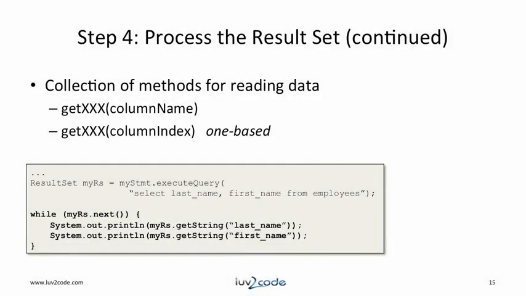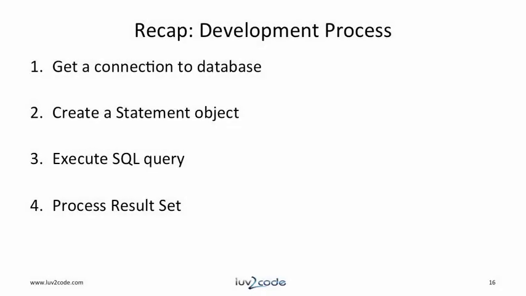When we are in the loop, we can retrieve data using getter methods. We can look up the data based on the column name or the column index. It's important to note that the column index is 1-based. In this example, we are printing out the last name and first name for each row in the result set. So I'll have this while myrs.next. I can say println, myrs.getString last name, myrs.getString first name. So that's the basic process to execute a query with JDBC.